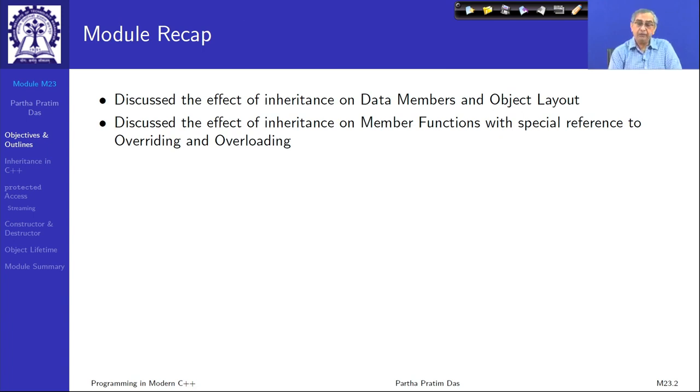And we have also discussed the inheritance of member functions. Derived class inherits all member functions, non-static member functions of the base class. It can override a member function, it can provide multiple overloads to a member function, or it can add new member functions.